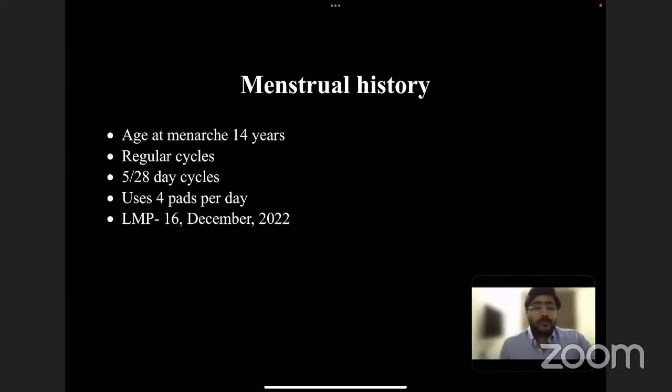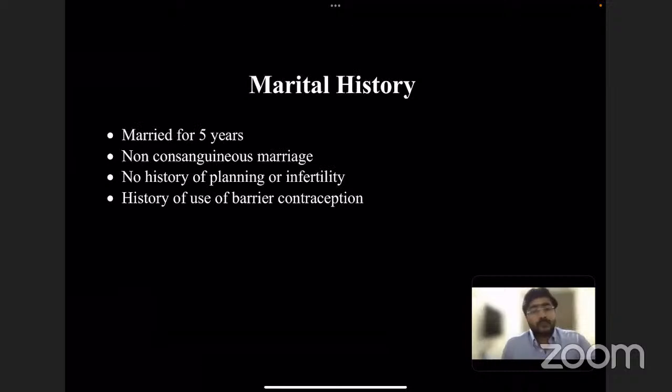Menstrual history: age at menarche was 14 years. She continued to have regular cycles, which is a 5/28-day cycle. She uses 4 pads per day, and her LMP was on 16th December 2022. Marital history: she's married for 5 years. It's a non-consanguineous marriage. There's no history of infertility, and there is history of use of barrier contraception.